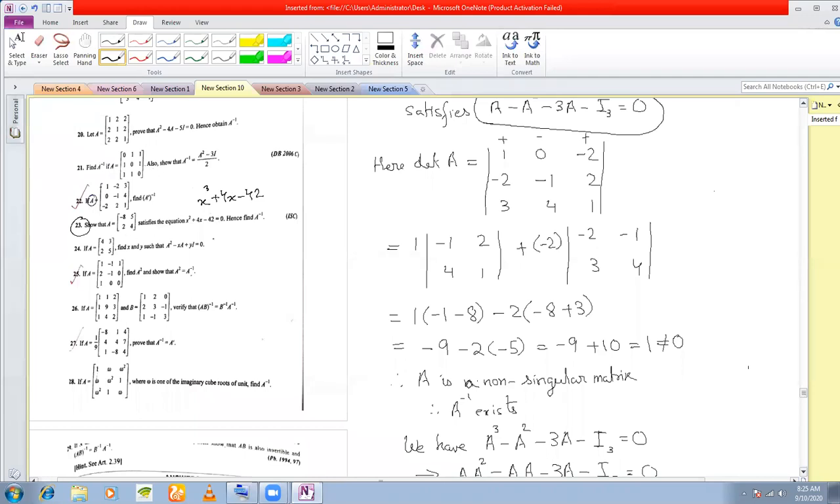Let me just give you hints. It's the same as the one that I did. Since A satisfies this equation, therefore A cube plus 4A minus 42 is equal to 0, isn't it? If you put A in place of X, you must get this. So now from here, can you find A inverse, as we did here? That is what you need to do here. This is a 2 by 2 matrix. So do this sum also.